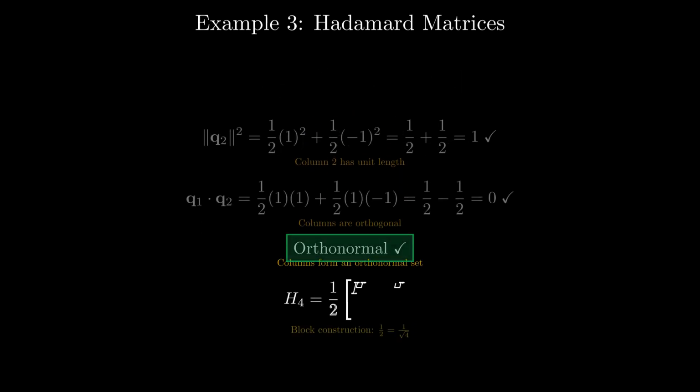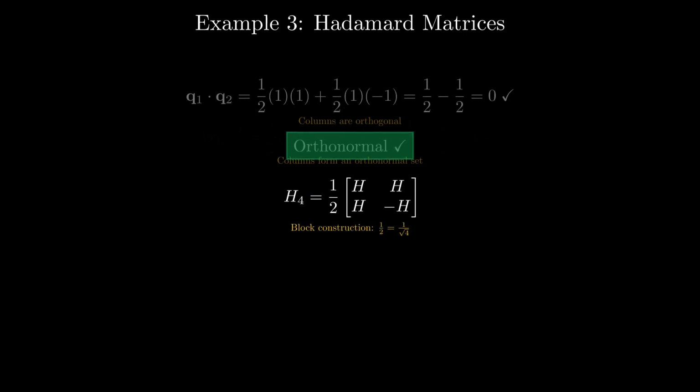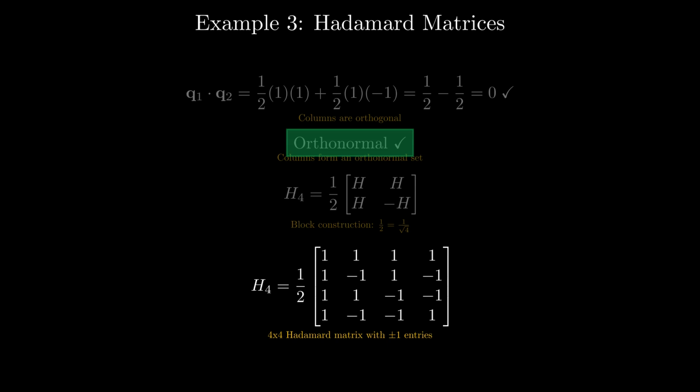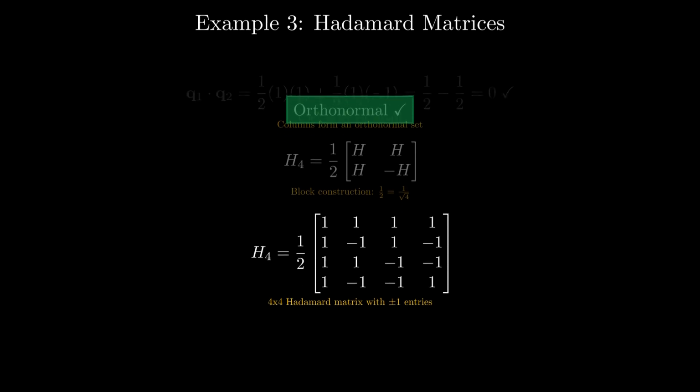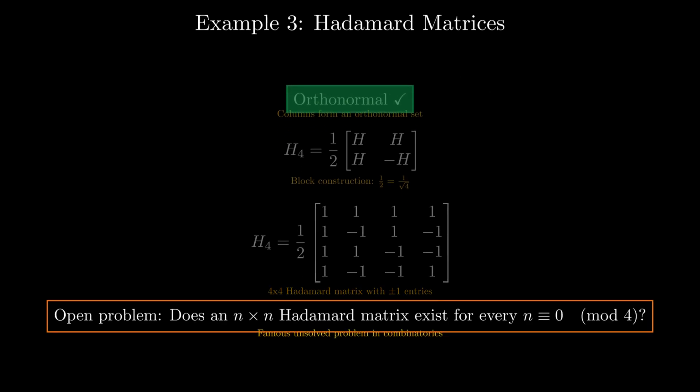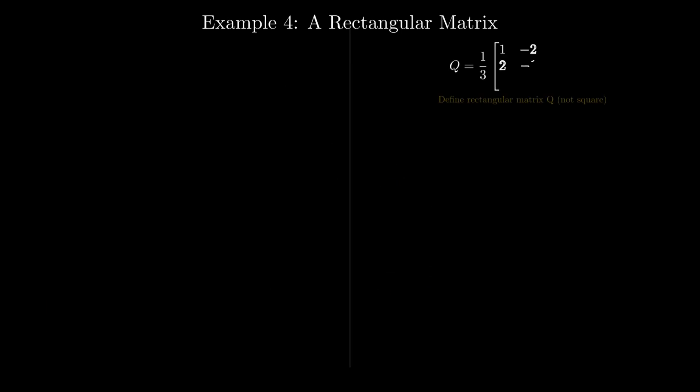Now for the 4x4 version, it uses a block construction: place H on top, and H, negative H on the bottom, where H is the 2 by 2 matrix of plus and minus 1s. Then scale everything by 1/2, since 1/2 equals 1 over the square root of 4. This produces a 4x4 grid of +1 and -1 entries, color-coded blue and red. An interesting side note: whether a Hadamard matrix exists for every size divisible by 4 remains an open problem in mathematics.